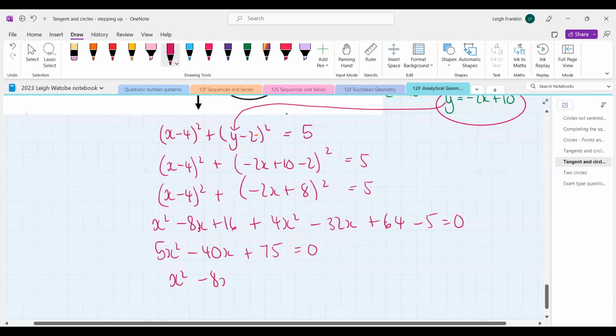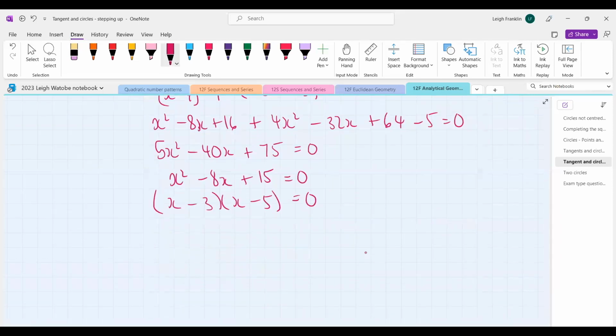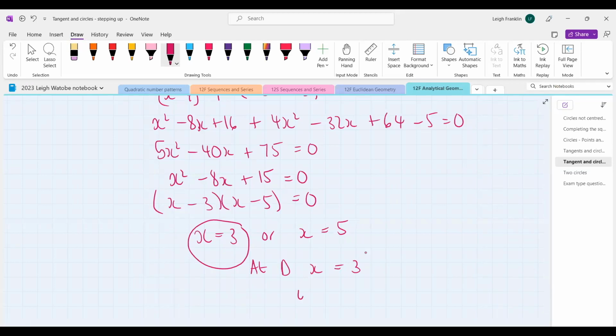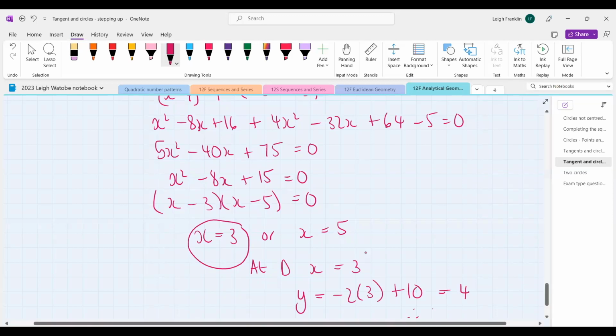So x squared minus 8x plus 15. Factorizing. And there we can see one of our answers comes up. So either x is equal to 3 or x is equal to 5. So we would select this answer. At D, x is 3. You can sub into your straight line to get the y coordinate. So y would be equal to -2 times 3 plus 10, and that's where you'd end up with the 4. So that's why the coordinates at D are 3 and 4.